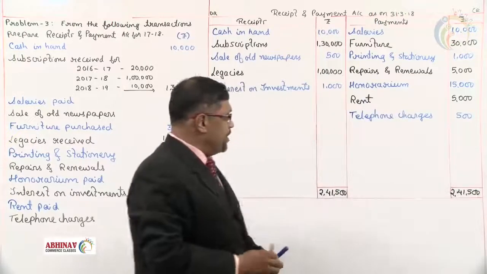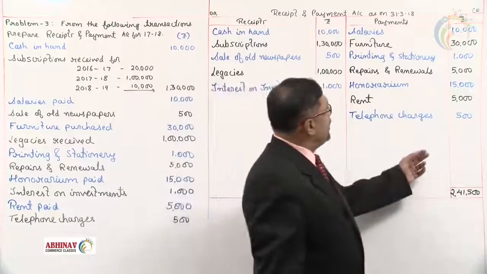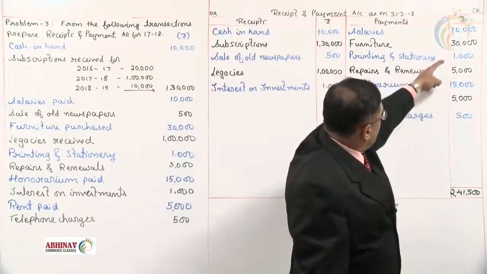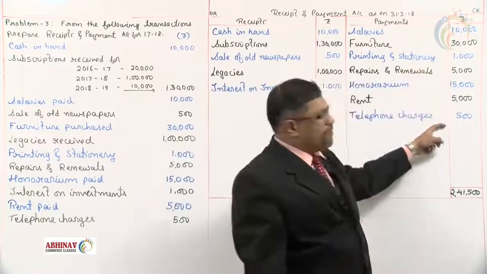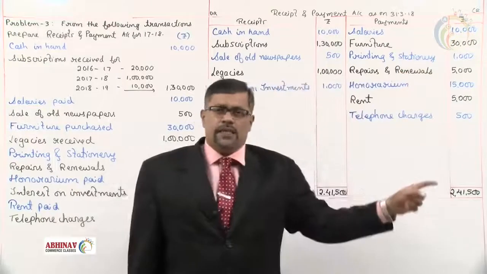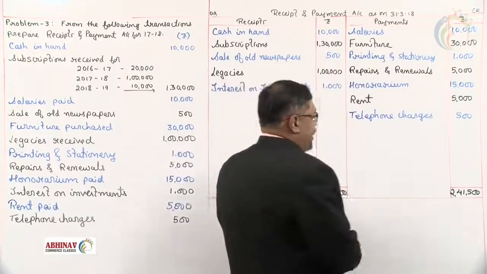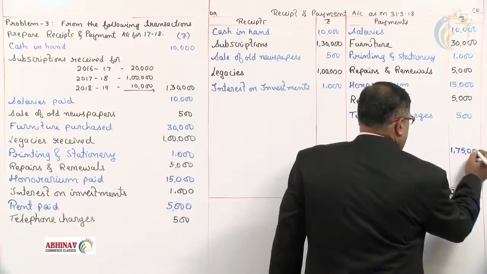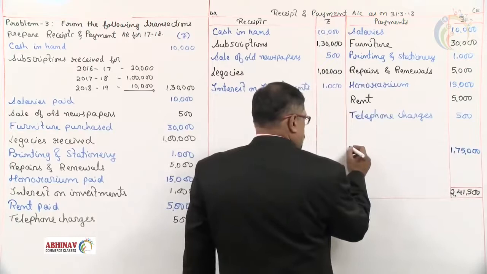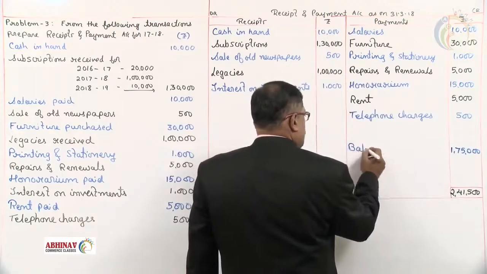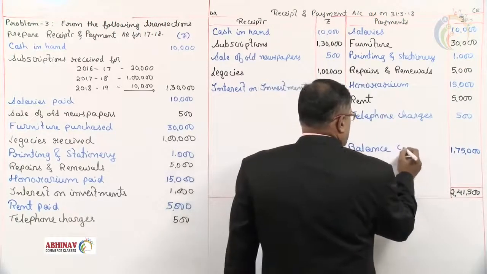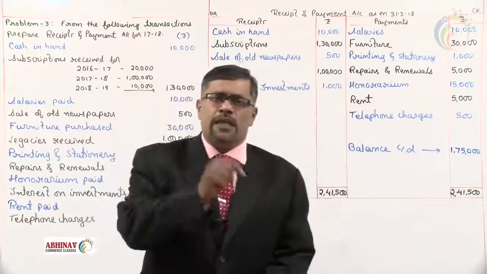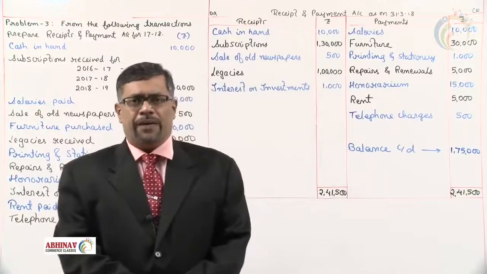Now from these receipts of 2,41,500, let us minus the payments: 10,000, 31,000, 5,000, 15,000, 5,000, 500, that is 66,500. So when you minus it, the balance you get is 1,75,000. We show it as balance carried down, or we can show it as closing cash. This is how we prepare the receipt and payment account.